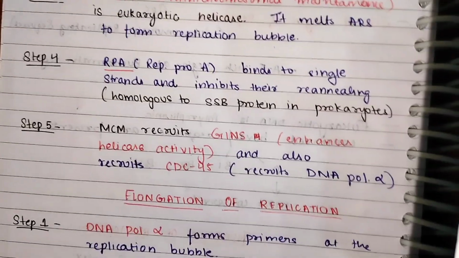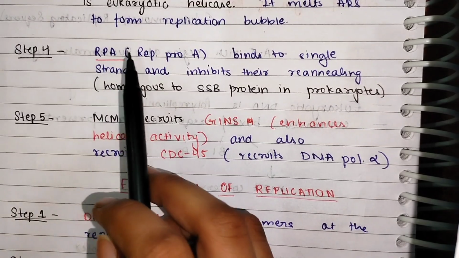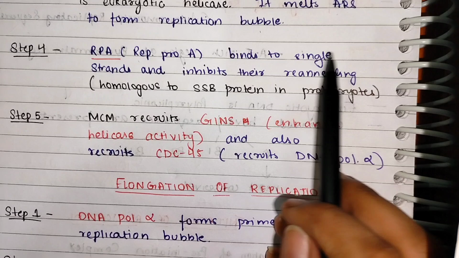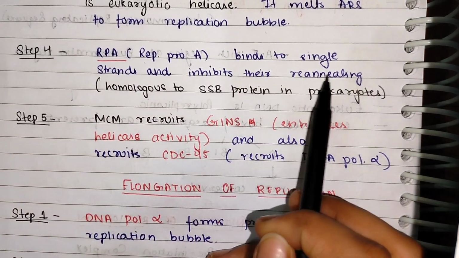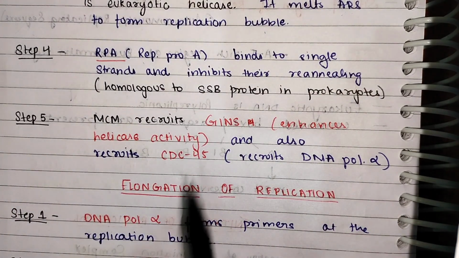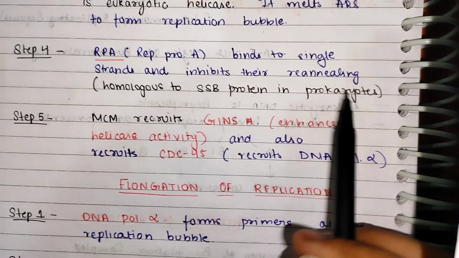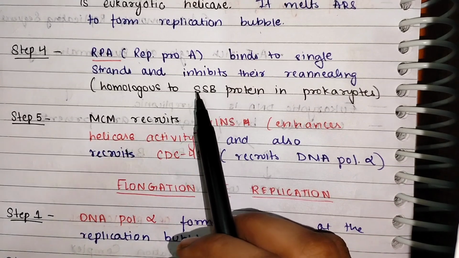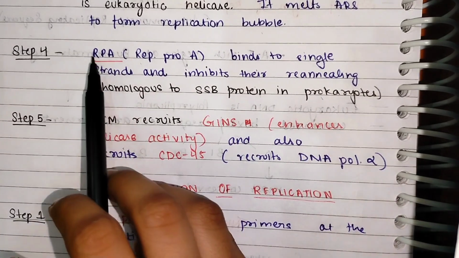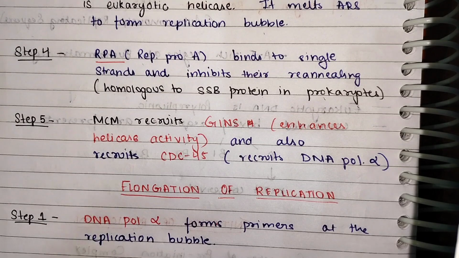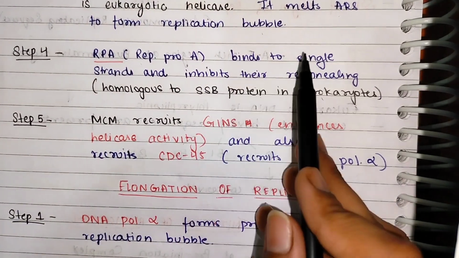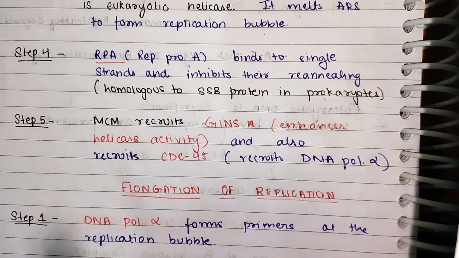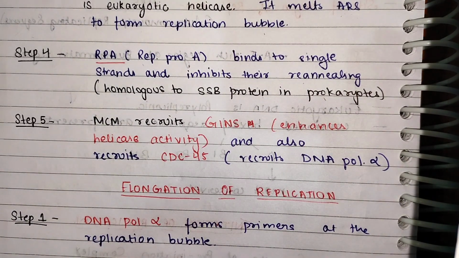In step number 4, RPA, that is replication protein A, will bind to the single strands and will inhibit their re-annealing. As we have studied the function of SSB protein in the prokaryotes, single strand binding protein, the function of SSB protein in prokaryotes and RPA protein in the eukaryotes is the same. That is, they will bind to the single strands and inhibit the re-annealing of the strands so that they are not able to bind again.